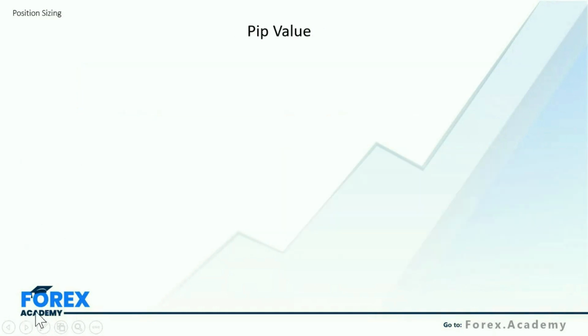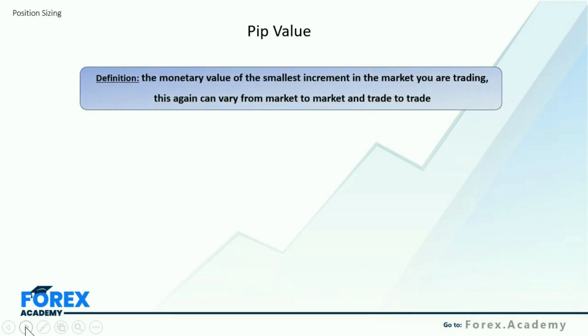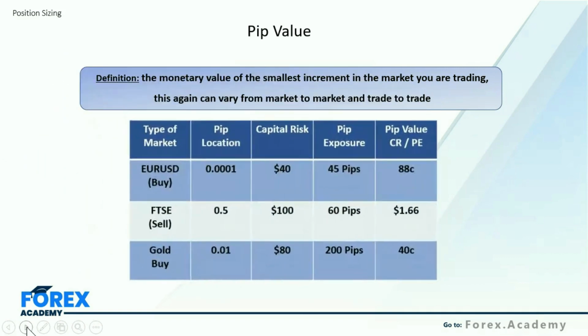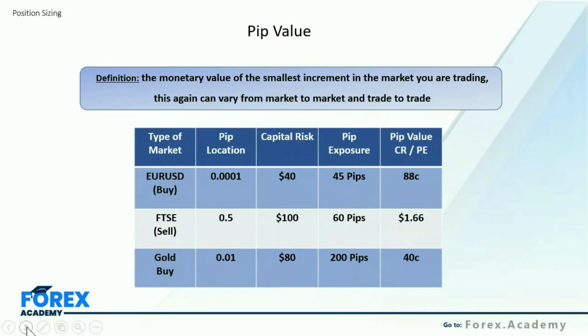Moving on to pip value now. So a definition of pip value is the monetary value of the smallest increment in the market you happen to be trading. So this again can vary from market to market and trade to trade. So what you can see up on screen is the same three markets that we've just looked at: the euro dollar, the FTSE, and the gold. And as you can see, the pip location is as it should be.